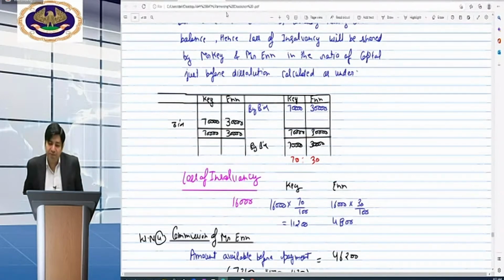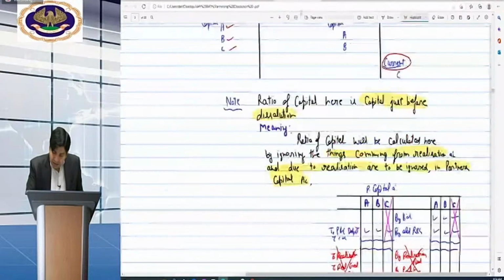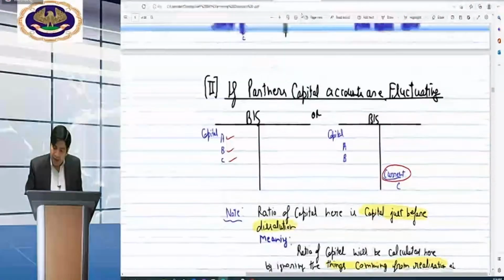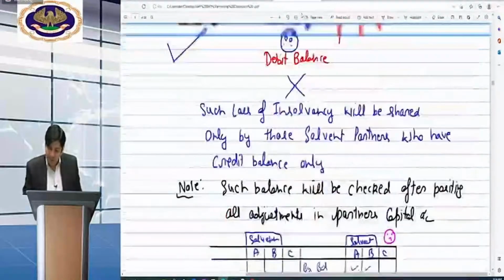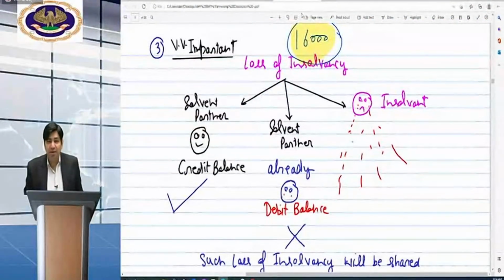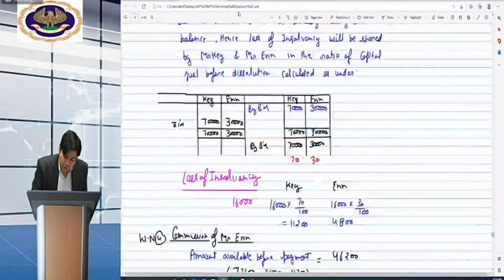Very good. So 16,000 will be shared by Mr. Key and Mr. N because those are having credit balance. But another partner will not share because he is not having the credit balance. He is having debit balance. As per rule, we have to share the loss only with the solvent partners which are having credit balance. I am teaching here assuming that none of the students has taken any class related to this chapter. Anyways, now move to the next part of the solution.